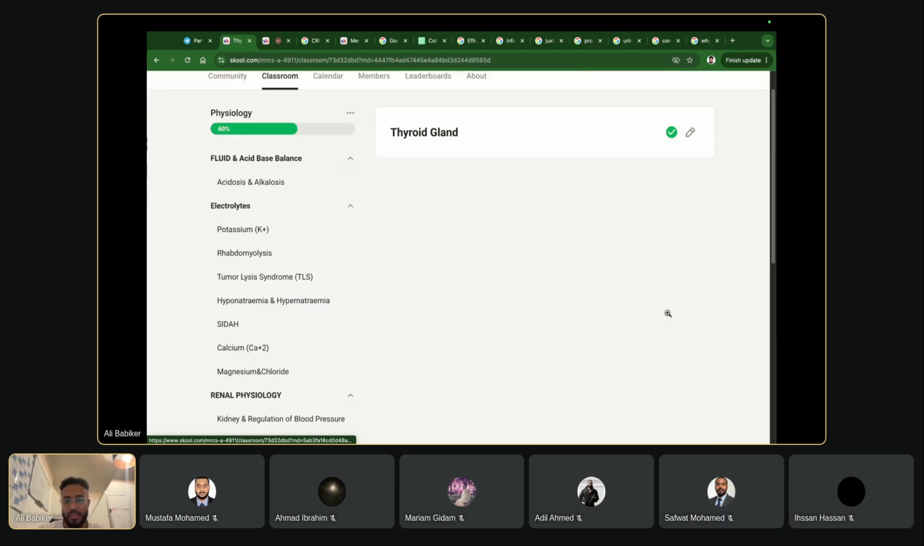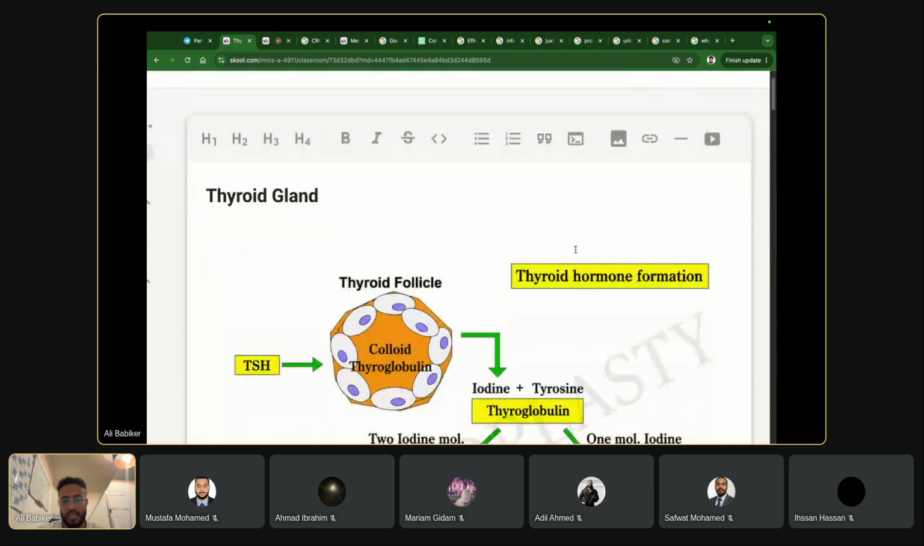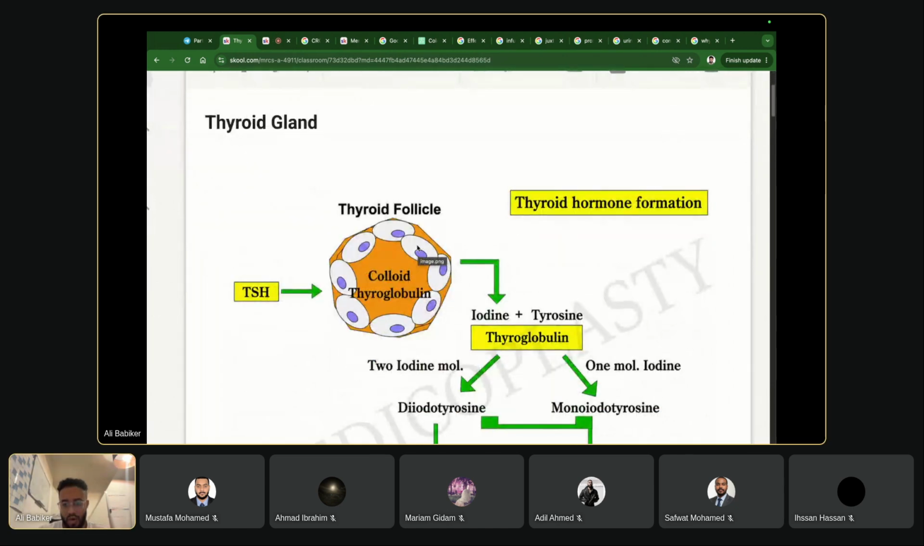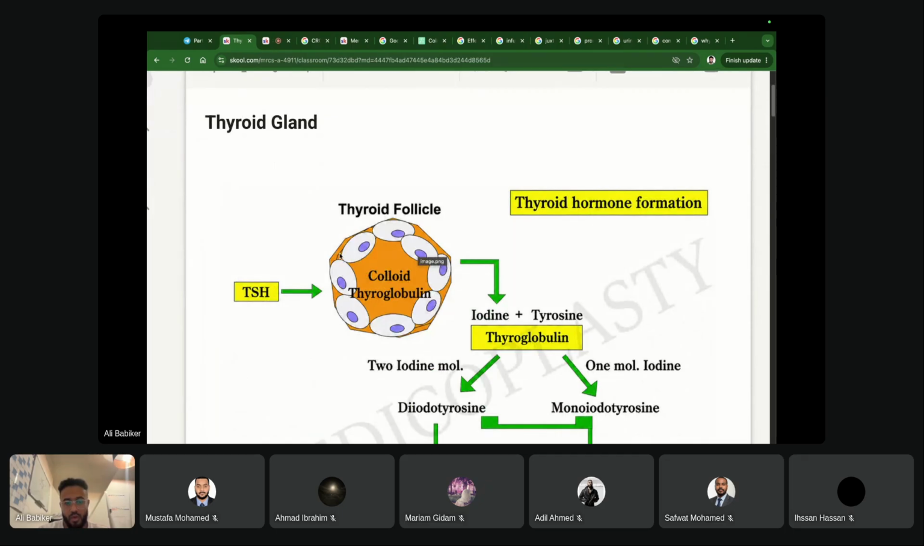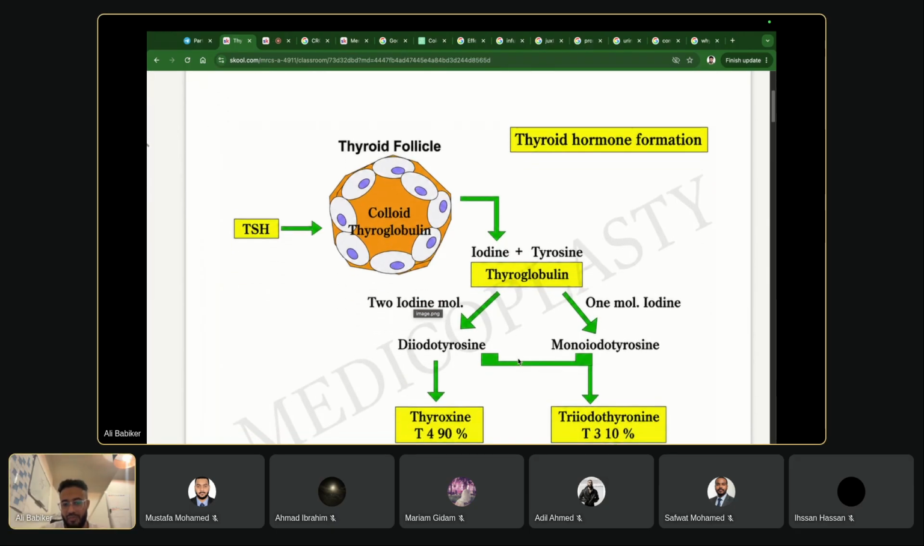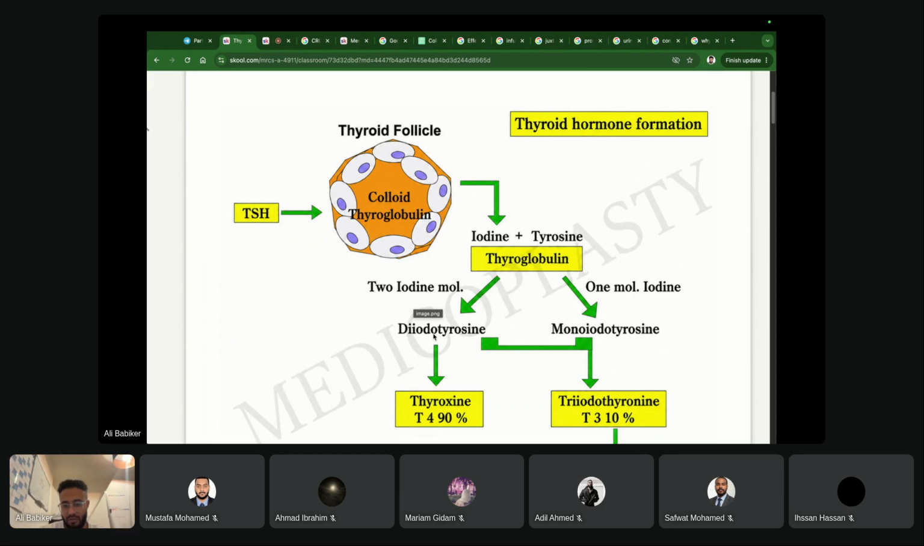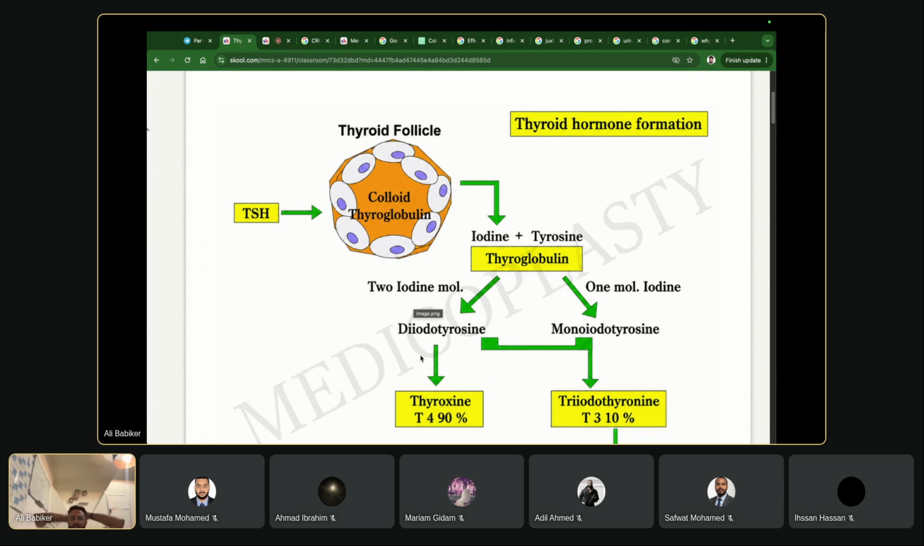All right, thyroid gland. You need to know how the thyroid hormone is produced. You have the thyroid stimulating hormone, obviously, coming from the anterior pituitary, going to the thyroid follicle. In the thyroid follicle, you have colloid thyroglobulin. You have iodine, which will join tyrosine. I want someone to give me the main enzyme in the formation of this one, thyroglobulin to diiodotyrosine.